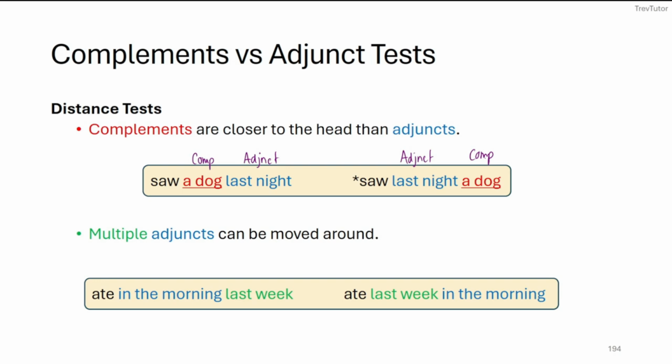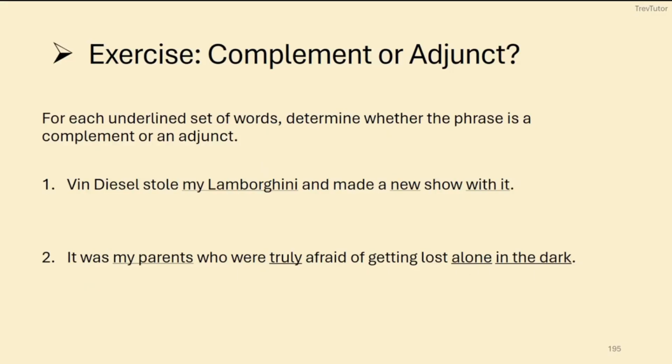That is ungrammatical. If you have multiple adjuncts, that means that you can move them around. So there's no specific order that they need to be pronounced in. So if we have in the morning last week, that is fine, but we can also say last week in the morning. That is also okay. So if you want to test for complements and adjuncts, you can see if you can swap them. If you can swap both of them around, then you have two adjuncts. If you cannot swap them around, that means that one of them is going to be a complement and the other is an adjunct. So let's check to see whether these underlined phrases, so my Lamborghini, new, with it, my parents, truly, alone, and in the dark, are complements or adjuncts.